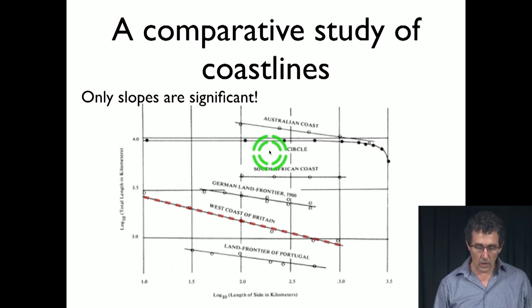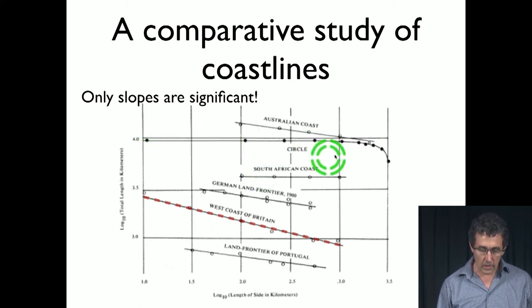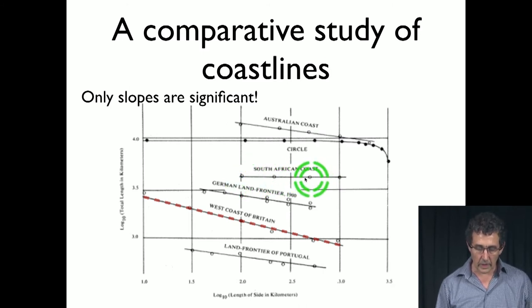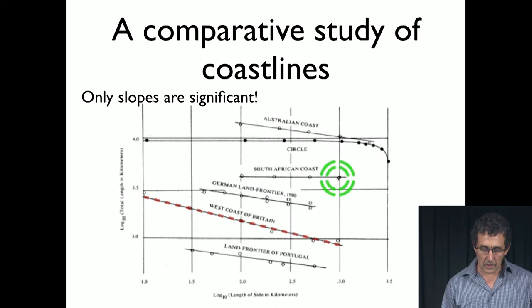So the more smooth it is, here is a circle, so it's completely flat. And here is the South African coast, which is again completely flat. So it curves very, very regularly rather than having fjords and so on.